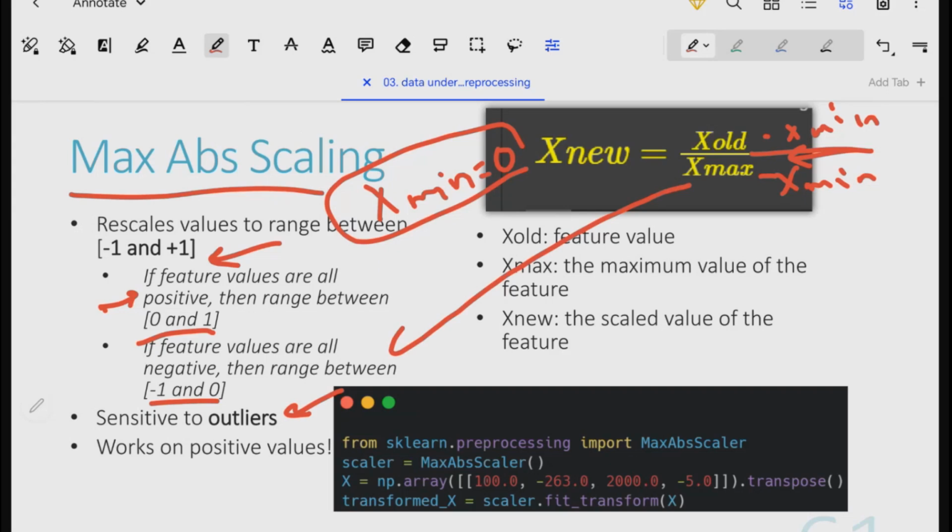X-max is there, right? X-max is still there. So it is sensitive to outliers and works on positive values if you want. But again, as we said here, it can work on negative if you are okay to have between -1 and +1. Okay, for MaxAbsScaler, you have a special class in scikit-learn called MaxAbsScaler.